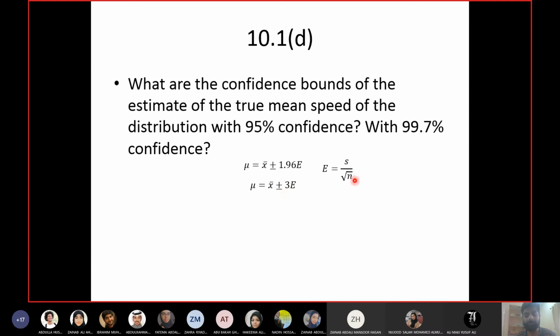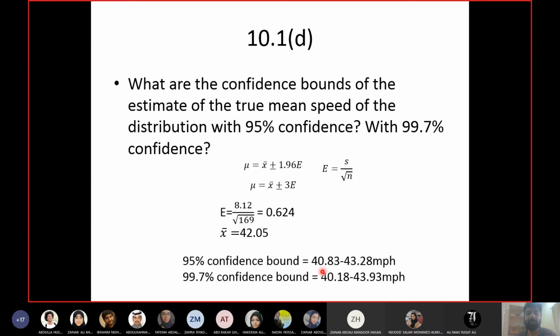s is the standard deviation, and n is the number of values. So s is 8.12 and n is 169. So first of all, you calculate e, and then you calculate these two ranges. So e is 0.624, x bar is 42.05, which I calculated in the previous slide. So when you calculate the ranges, confidence bound or confidence interval mean the same thing. So confidence interval for 95% drivers is 40.83 to 43.28, and 99.7% confidence interval is 40.18 to 43.93.